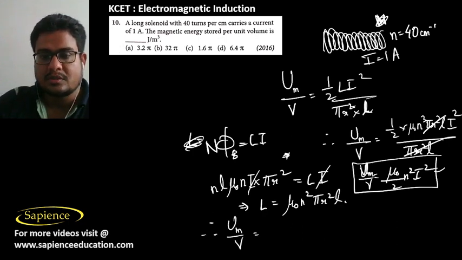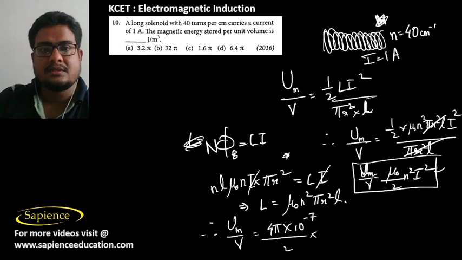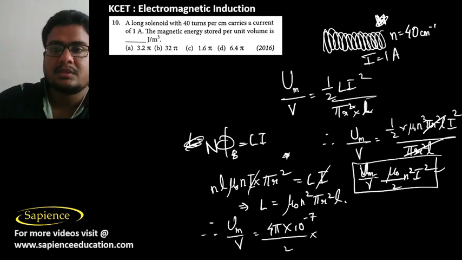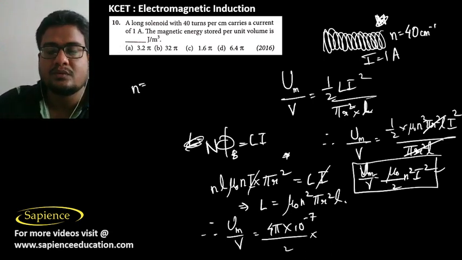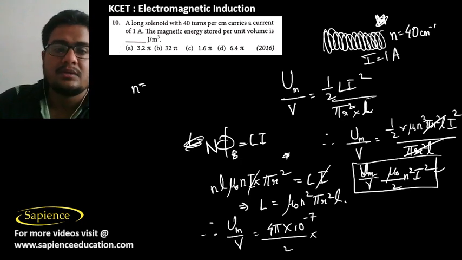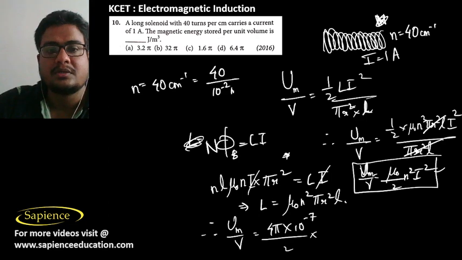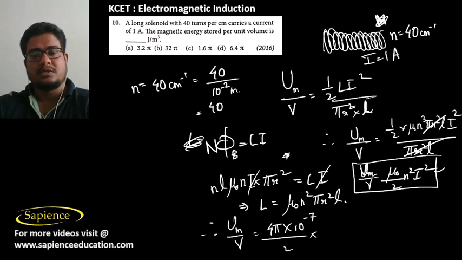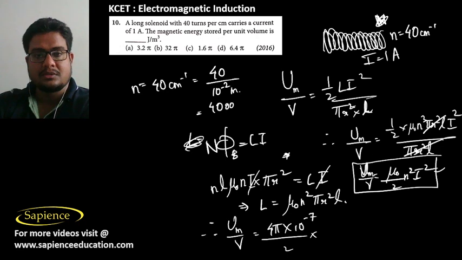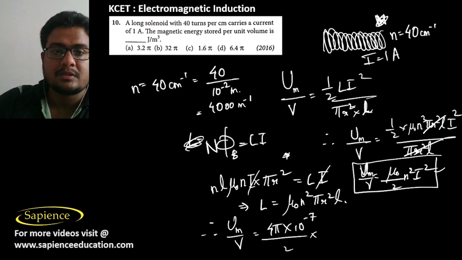It is equal to half into mu naught, which is 4 pi into 10 power minus 7. So n is 40 per centimeter. We should convert into SI unit. That is 40 by 1 centimeter. 1 centimeter is 10 power minus 2 meter. It is 40 into 10 power 2. So this is 4,000 per meter.